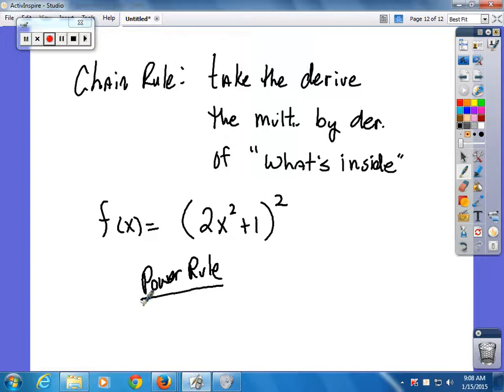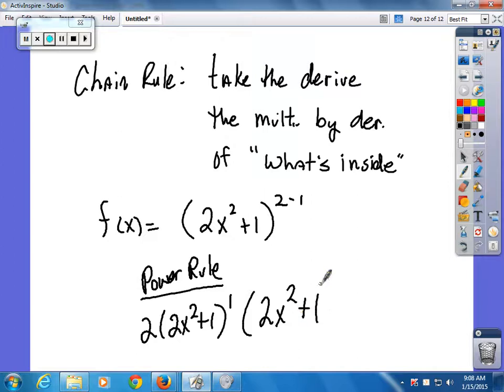Power rule first. This 2 comes where? 2 times 1 is 2. And then we've got 2x squared plus 1. And then 2 minus 1 is what? 1. So you just did the power rule. And now, what's inside the parentheses? 2x squared plus 1. That's right.